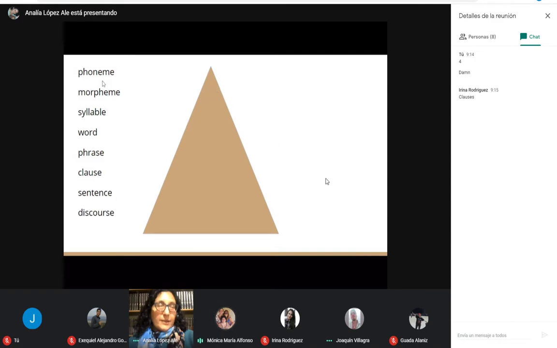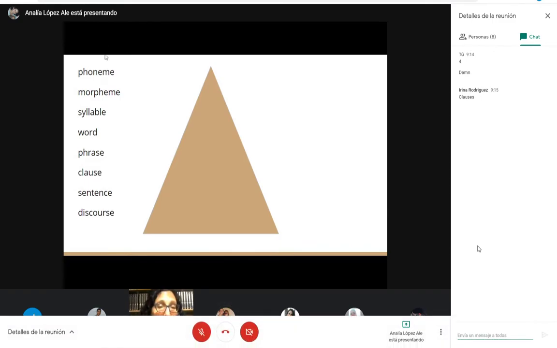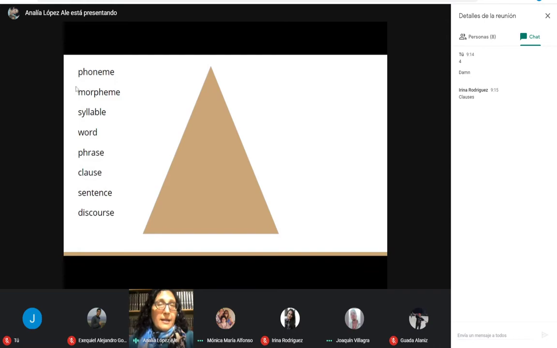Maybe speech, vowels and consonants. Okay, they are phonemes. But speech, I understand, Monica, what you want to say. Speech sounds, okay? But speech sounds are not included here because they are part of performance, and we are analyzing competence here, right? Very good. So let's see the levels of analysis.